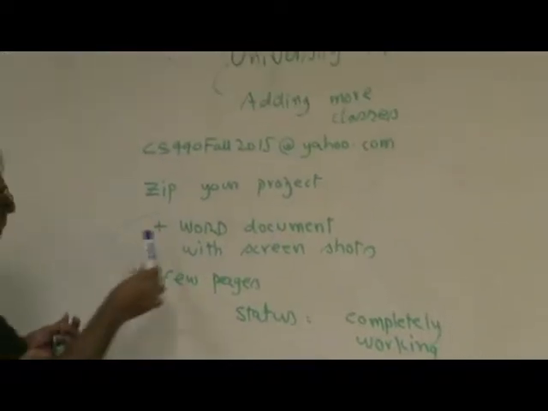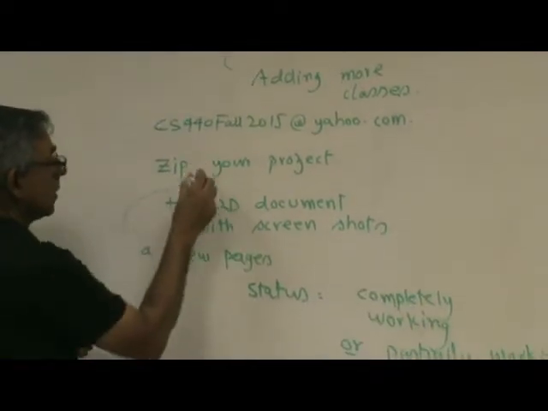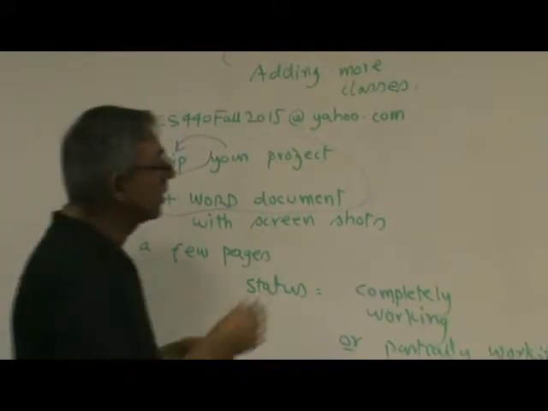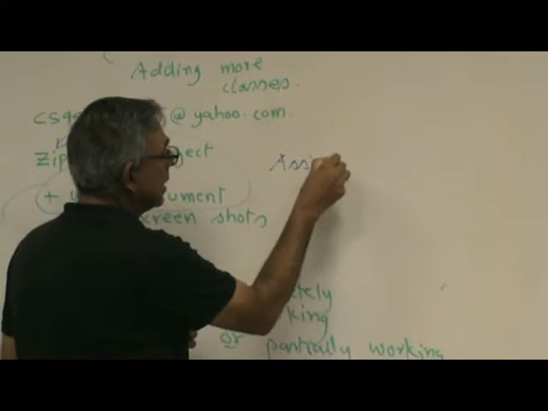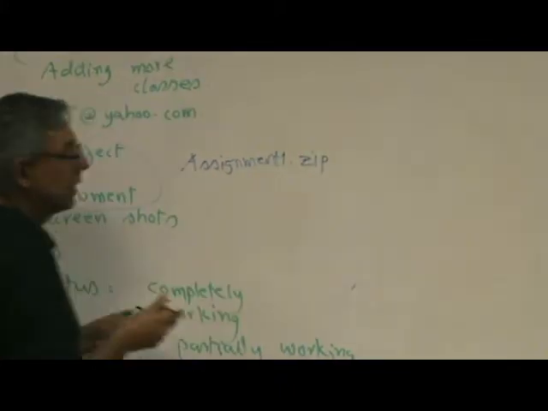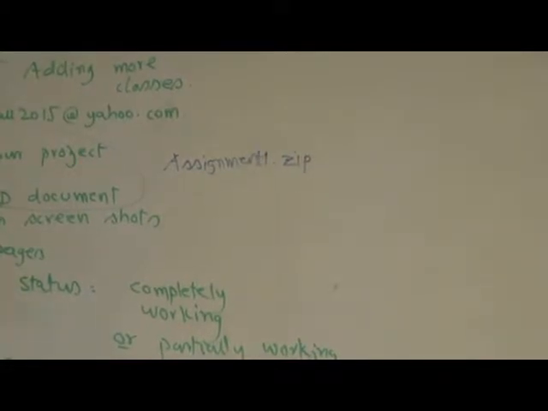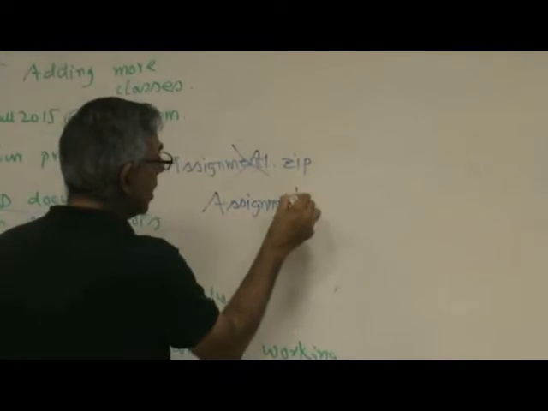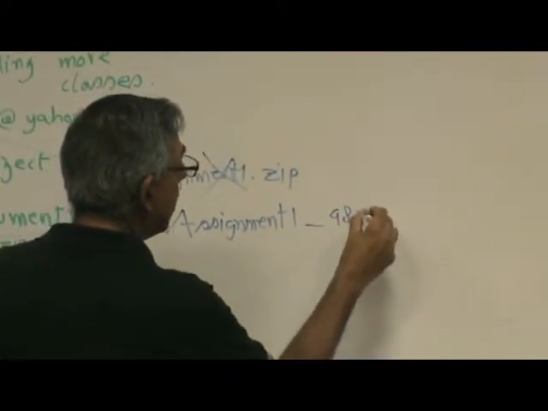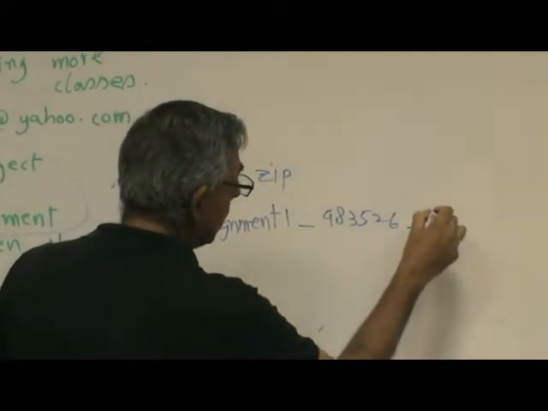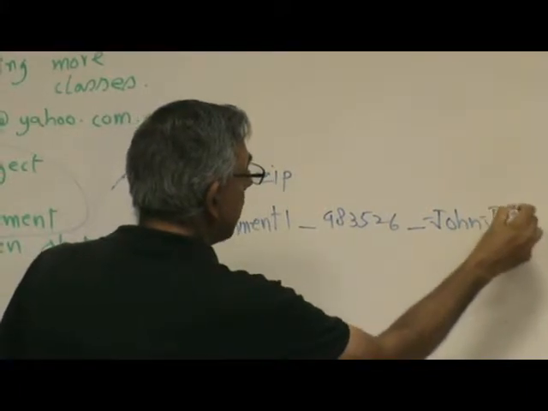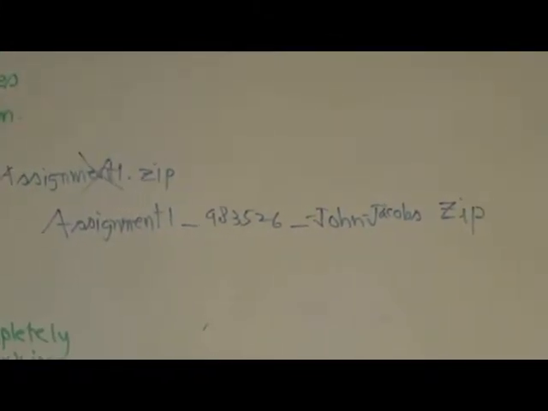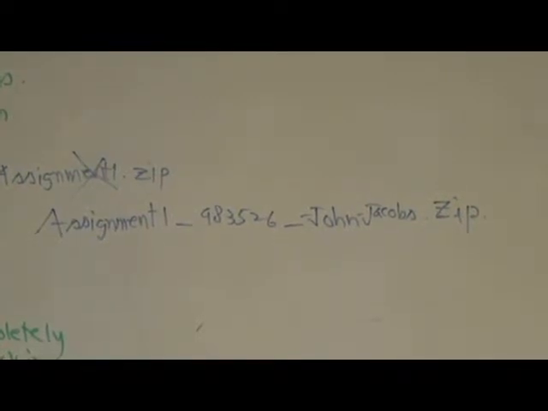So put the Word document and also your source code. This will go as a zip file, and then send it. Sometimes the file name will simply say assignment1.zip. My suggestion is to also name the file so that you can be easily identified. Instead of that, you can say assignment1 underscore your ID, 983526, underscore, whatever your name is, .zip. This way it would be easy for us to track who submitted the assignment, what date it was submitted, and so on.